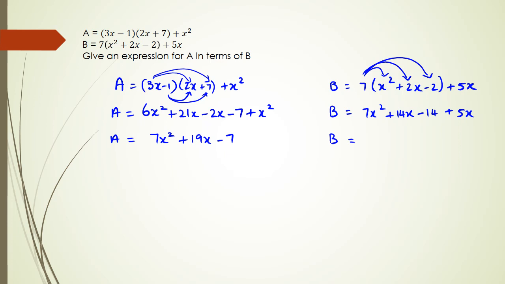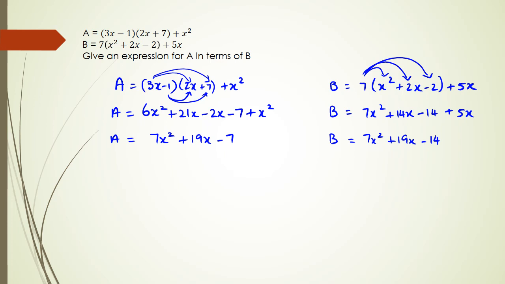So combining the like terms, I've got 7x squared plus 19x minus 14. Okay, now how are we going to write a in terms of b? There are quite a few ways of doing this. We want to write something like a is equal to b plus or minus something, right?